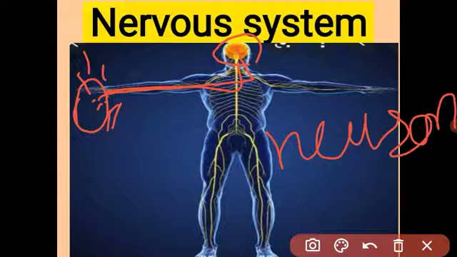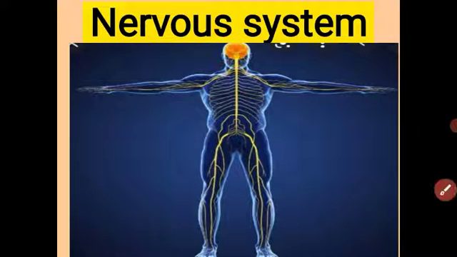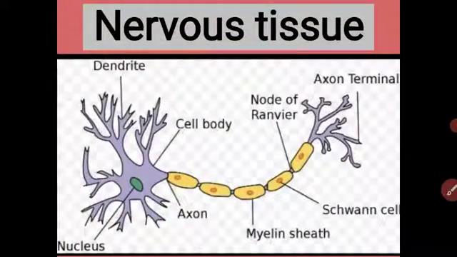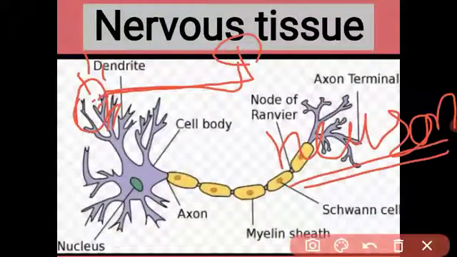Means, like we saw epithelial tissue, one single cell, a bunch of cells from a tissue. Same, one single neuron is a single unit of the nervous system, and a bunch of neurons form a nervous system. See, let us see the structure of the nervous system. We have seen many types of tissue, many types of cells, but the nervous tissue structure is very different from other types of tissue.